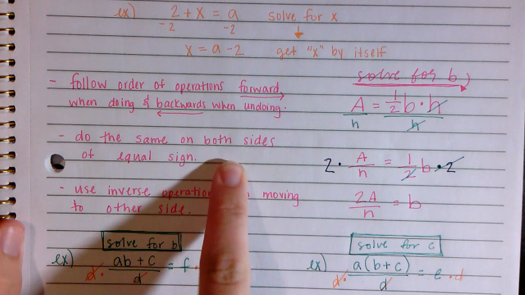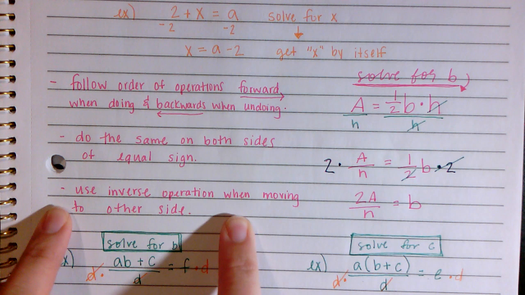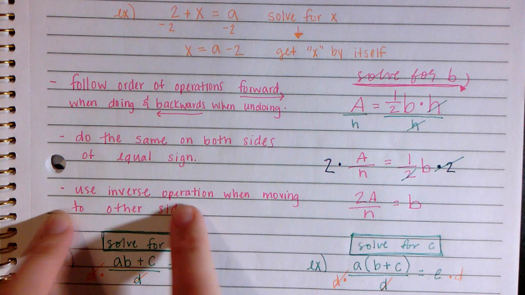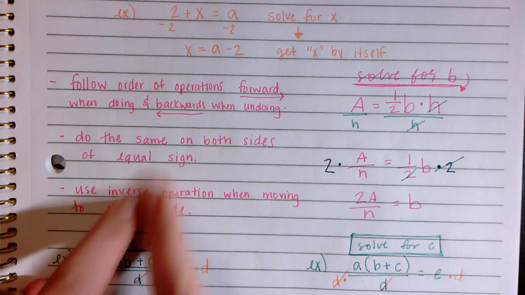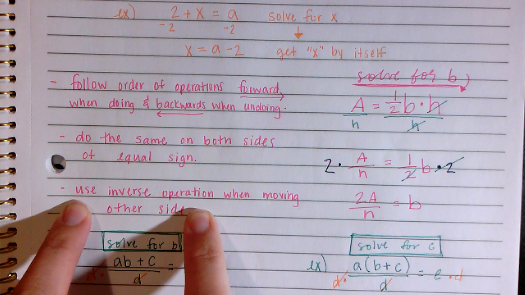And then whatever we do on one side, we always have to do it on the other. And when you're moving things, you use your inverse operation. Remember, if it's times 2 on one side, the inverse of that is divided by 2. If it's plus 2 on one side, the inverse of that is minus 2. So we always do the opposite to move them.